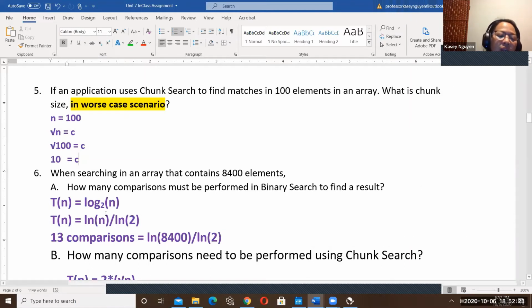So I think we come out to be about 13 comparisons. So we would have natural log of 8,400 divided by natural log of 2. Okay, so you would have about 13 comparisons. Now, if you do this in programming, sometimes you would have a fraction, so in C++ we want to make sure that we control that. We wanted to round it up.